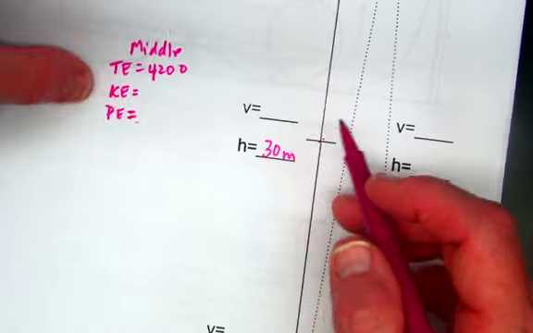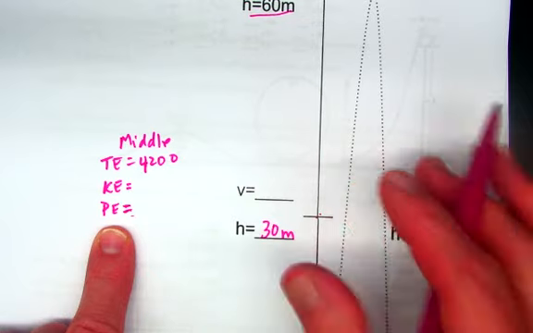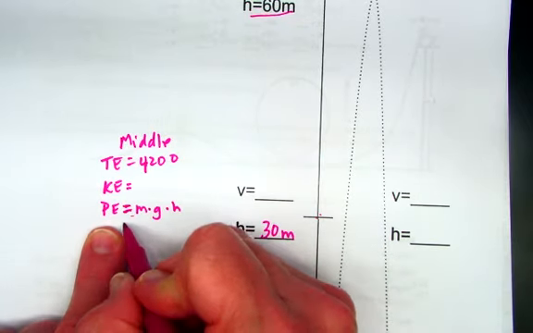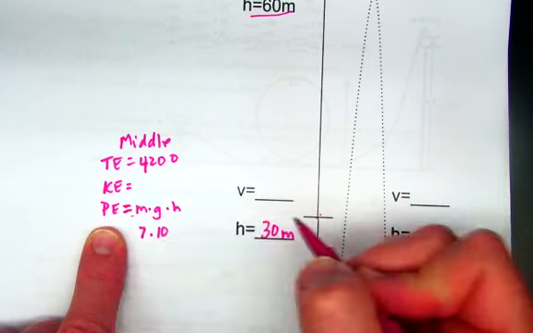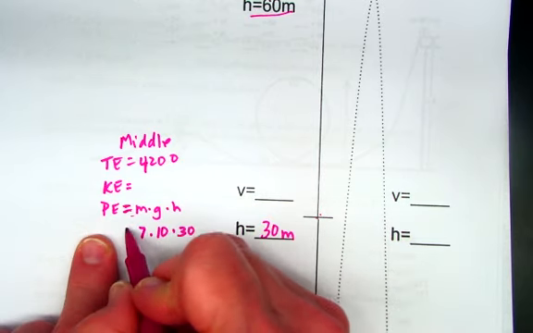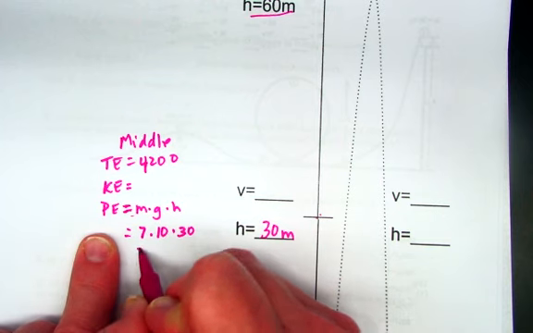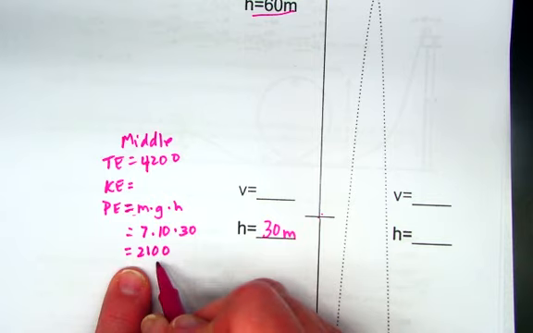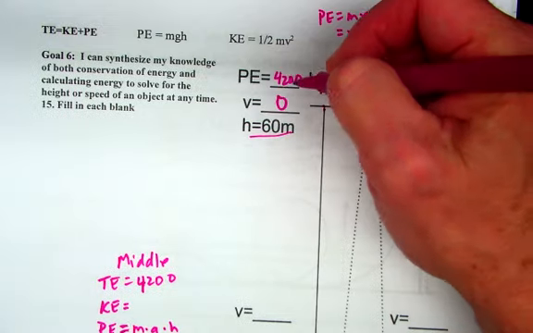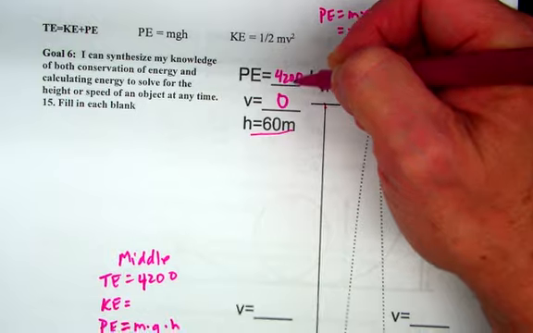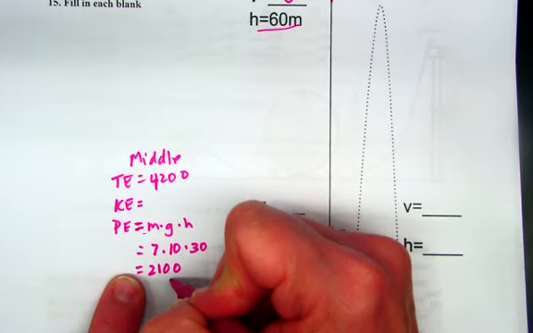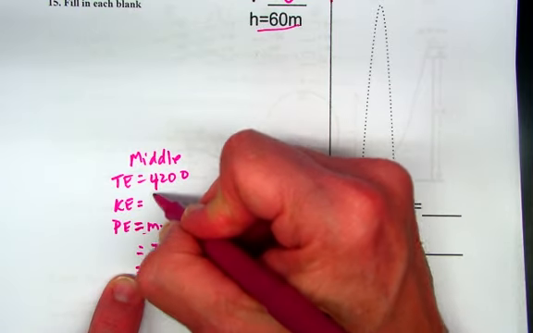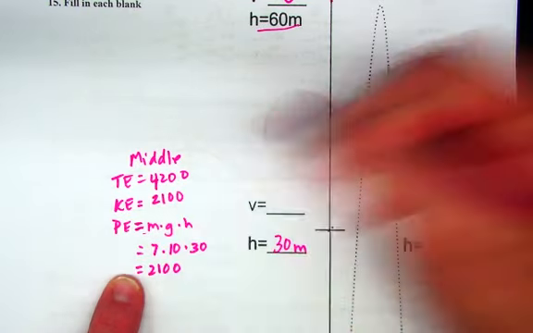So, can we solve for the potential energy halfway down? Yes, because potential energy is m times g times h. So our mass is 7, g is 10, and our height is 30. So 7 times 3 is 21, plus 2 zeros. So halfway down, our potential energy is 2,100, which, notice, is half of what it was here, which totally makes sense. So if our potential energy is 2,100, what must our kinetic energy be to equal our total energy of 4,200? It must be 2,100.